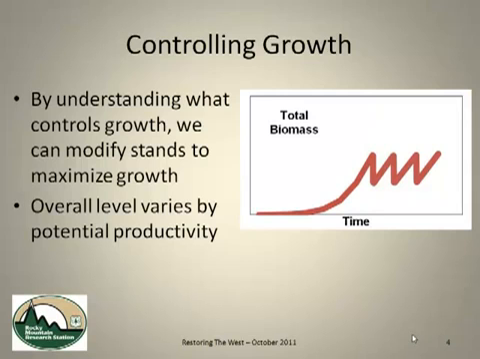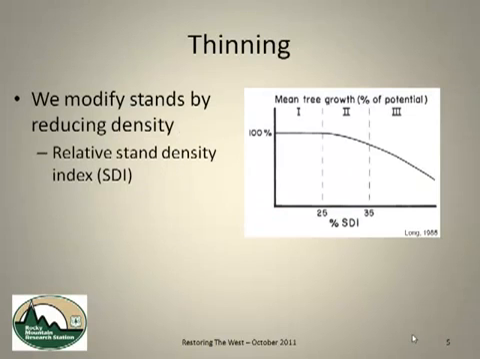Now, clearly, we're reducing the overall yield for that particular area, but the idea is that by leaving the growth potential on selected individuals, we might make up for that trade-off by maximizing the growth of what we leave behind, which could be desirable. And then I'm going to make this comment that this overall level varies by the potential productivity of the site. And that's going to come into play when I do some modeling.